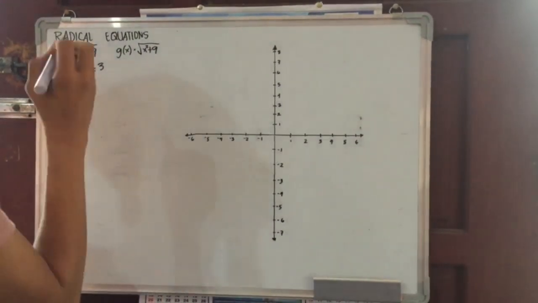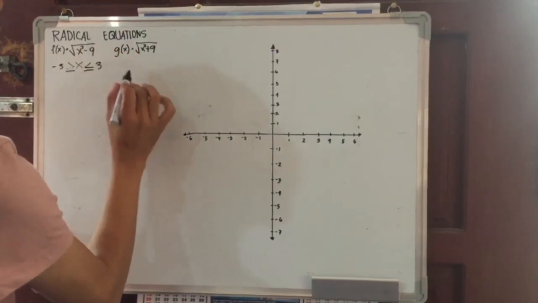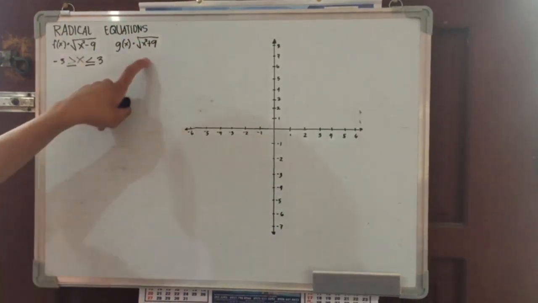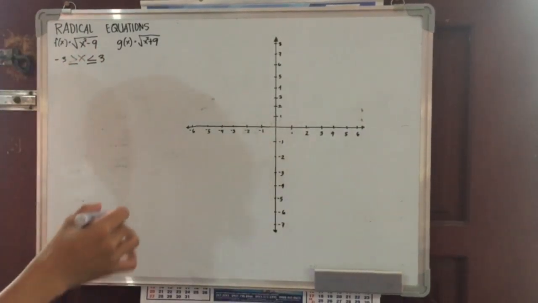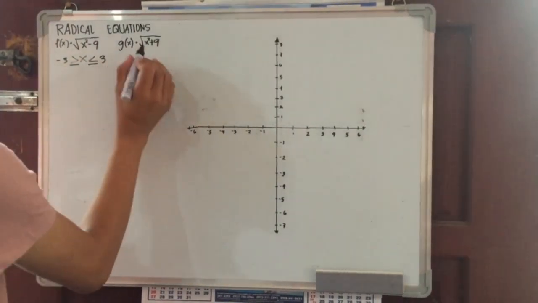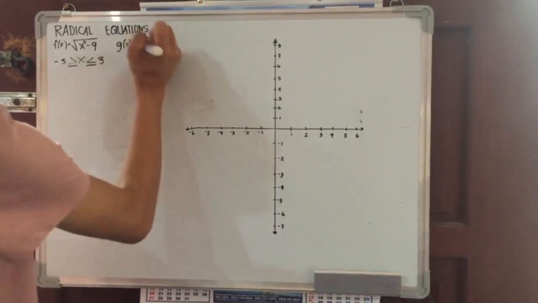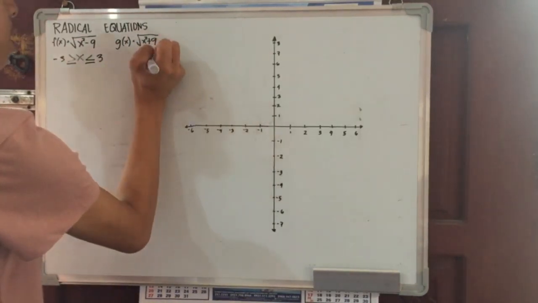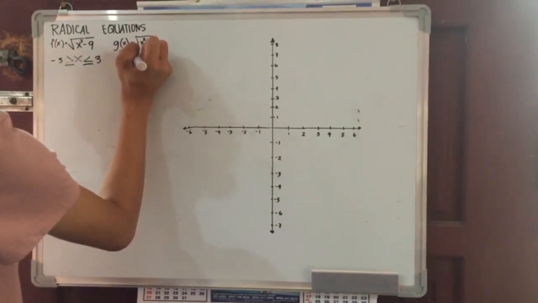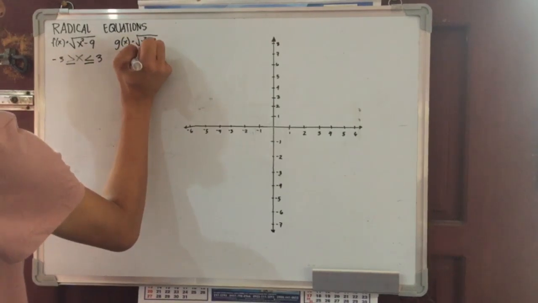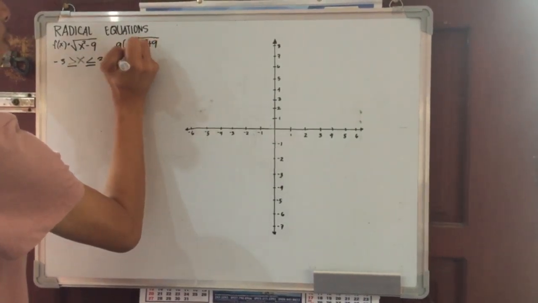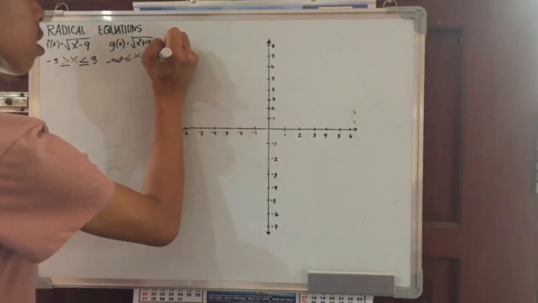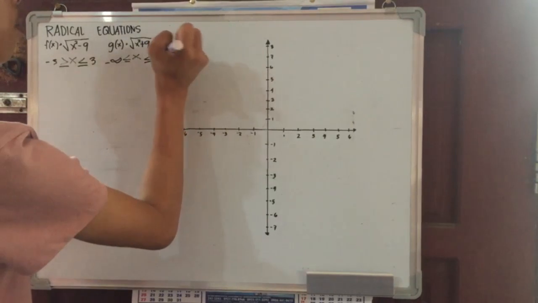And for our second function, which is g of x is equals to the square root of x squared plus 9, our domain here is you can set whatever value of x. So our domain is x from -infinity to +infinity.